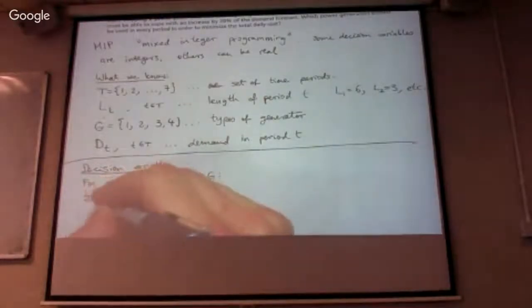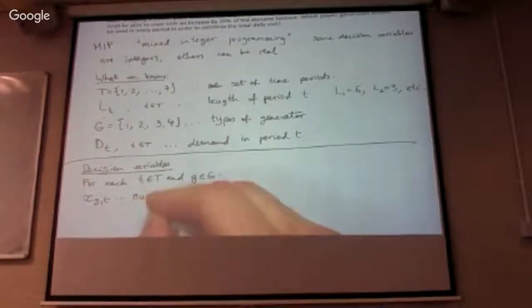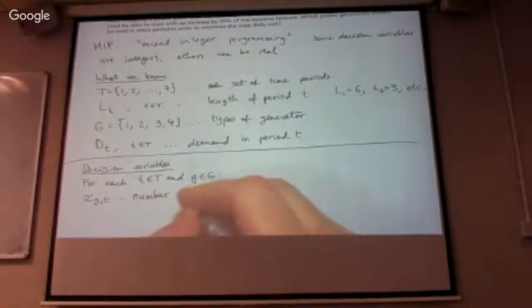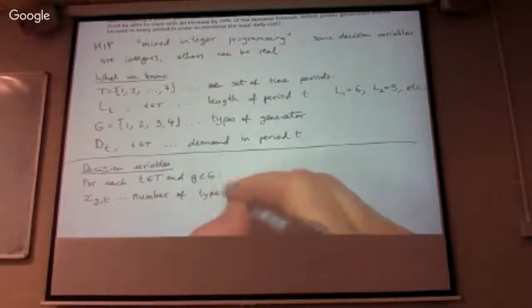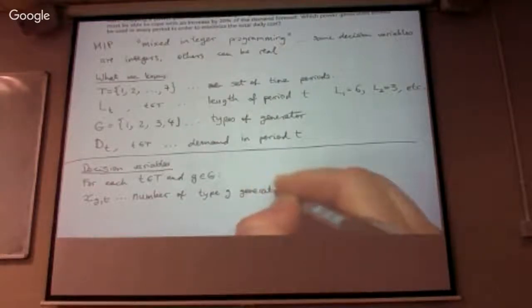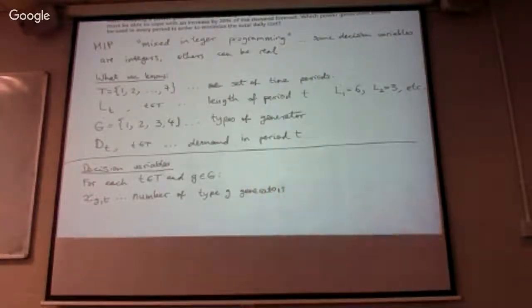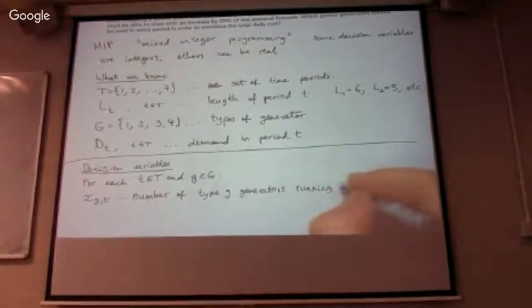Little x, for example. The number of type G generators running in period T.